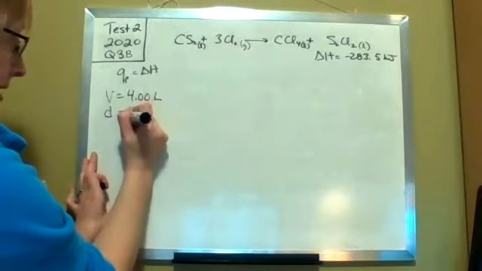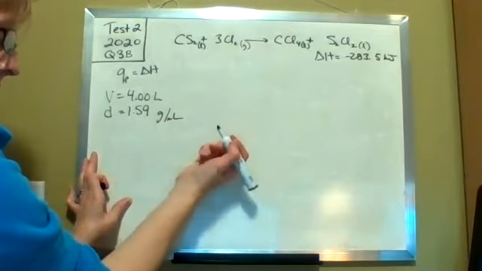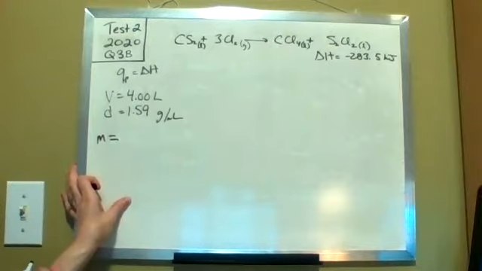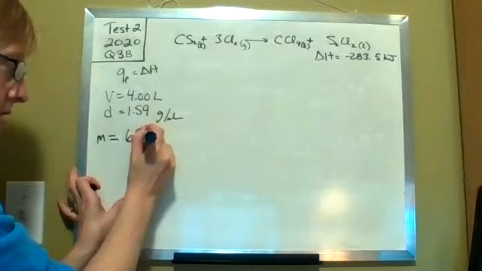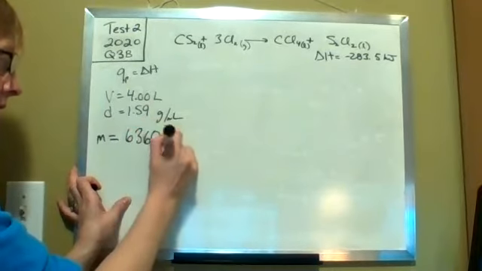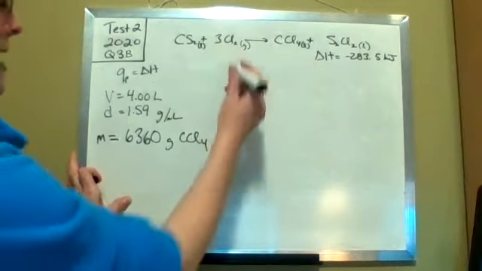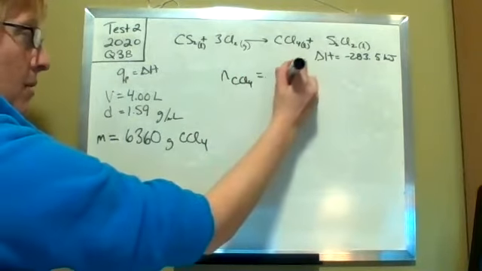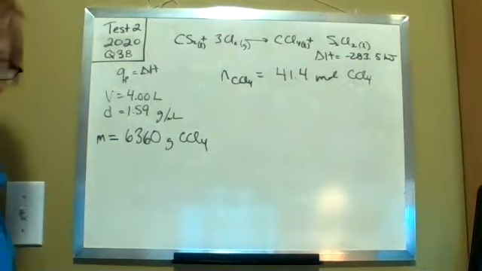We have the density of carbon tetrachloride of 1.59 grams per milliliter. So we can find the mass, and make sure you do your conversions. This is 4,000 milliliters, so you should have a mass of 6,360 grams of carbon tet. You're also going to have to find the molecular weight of carbon tetrachloride. And once you have that, you can find your moles of CCl4. So you should end up with 41.4 moles of CCl4. So this should have been pretty straightforward.